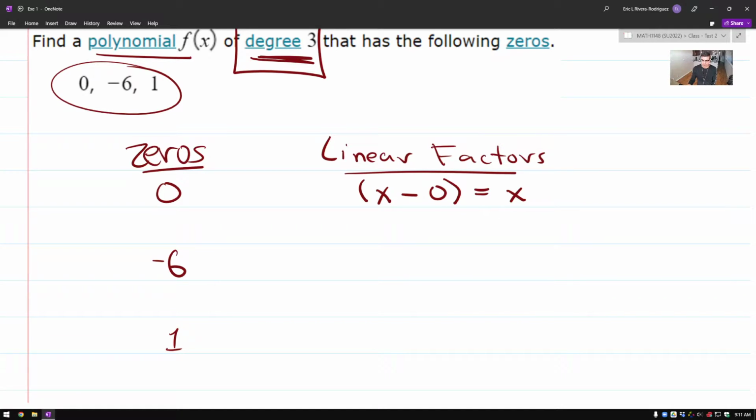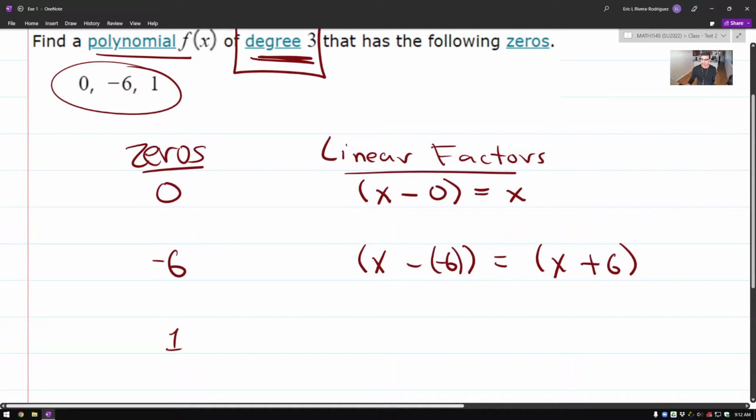Okay, let's do it with the next one. Now we write the parenthesis, x minus, and then we plug in here that value of the zero. In this case, we have negative 6. So we simplify this to x plus 6. Again, the parentheses, x minus, and then we take this value and we put it here. We don't need to simplify here further.